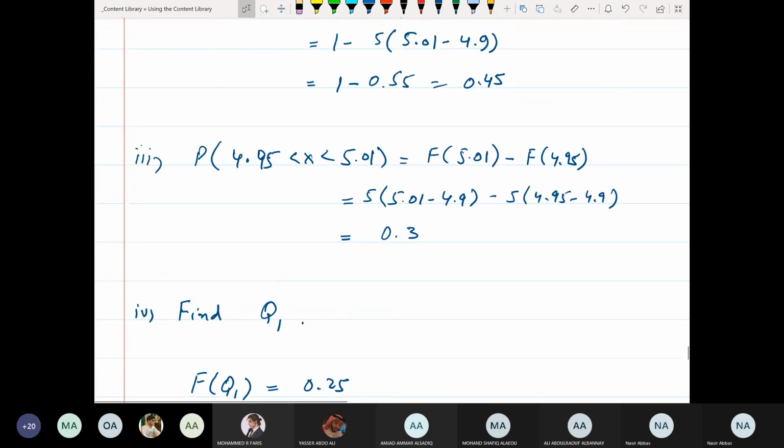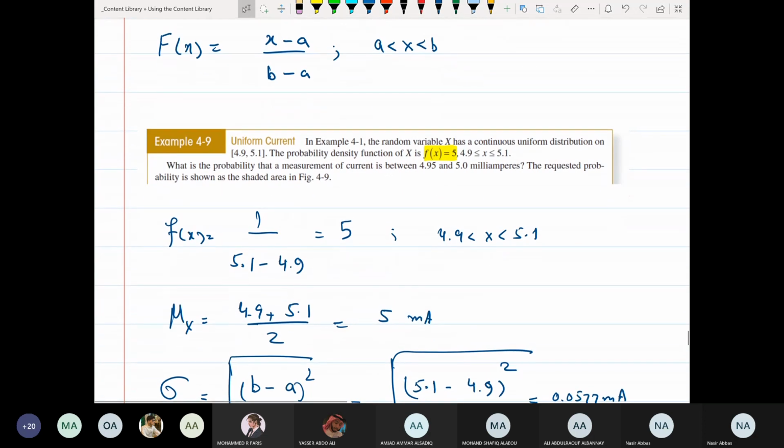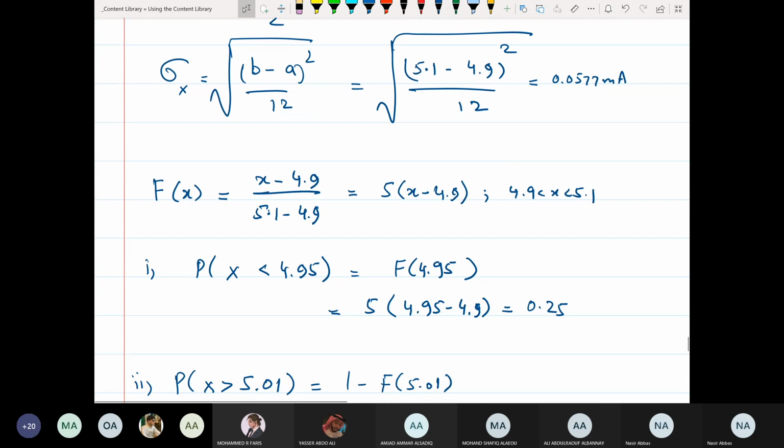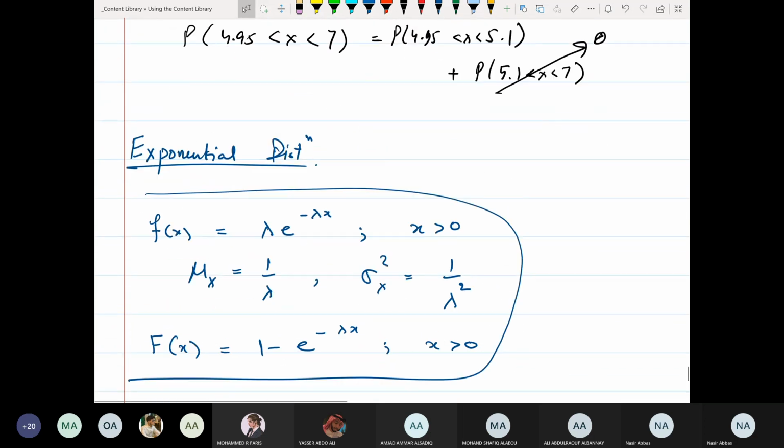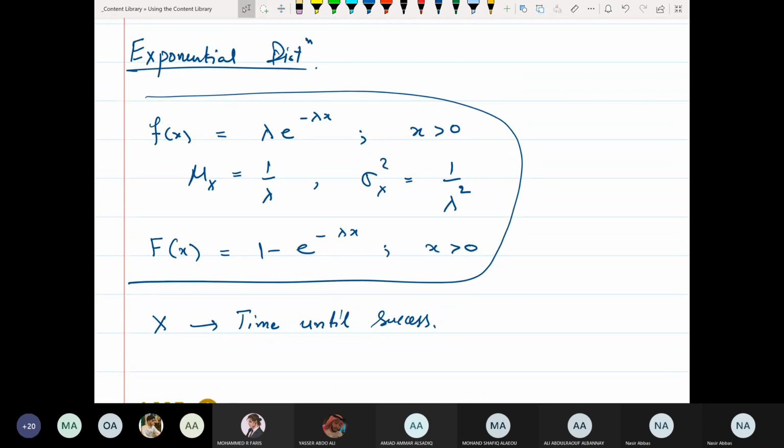Like in the uniform distribution, if I tell you X has a uniform distribution, to write the probability density function you need A and B, and those A and B are somewhere given in the question. So you need to identify these parameters of the distribution, A and B. There are two parameters of the uniform, A and B. You'll get them from the question. Exactly similarly, the exponential distribution has a single parameter, that is lambda. You need to get this lambda from the question.